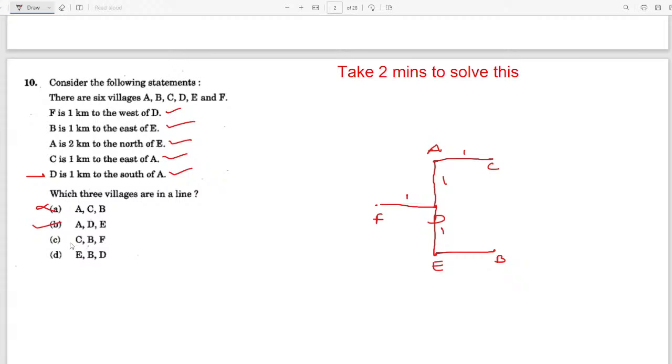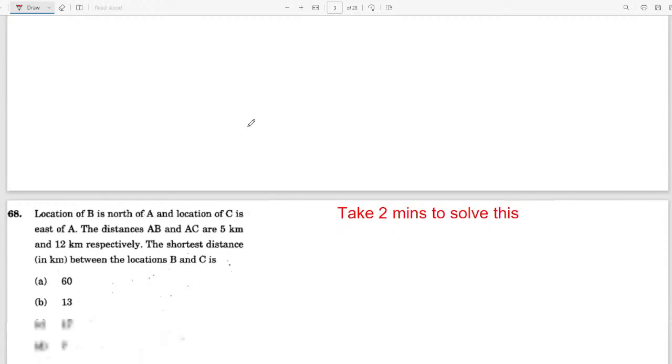We'll just check with other options also. C, B, F are not in a line. And E, B, D are not in one line. The correct answer is option A. Sorry, option B. If there is any doubt in this, please ask, or else we'll move to the next question.